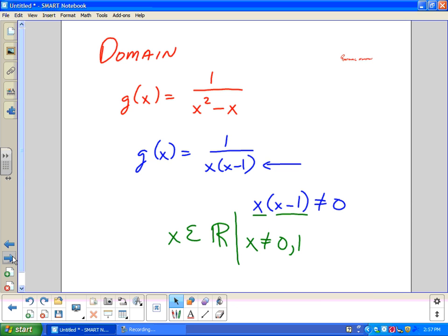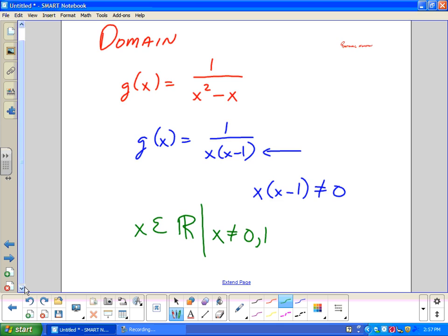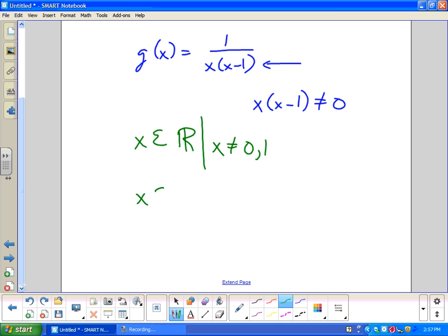And this is how I would do the notation. Now, your book, I think, will probably do it a little differently. Your book probably does this notation. I'll go down the board a little bit. x is an element from negative infinity to 0, and 0 to 1, and 1 to infinity. And that's also correct. You notice it doesn't have square brackets because 0 and 1 do not work. All right?